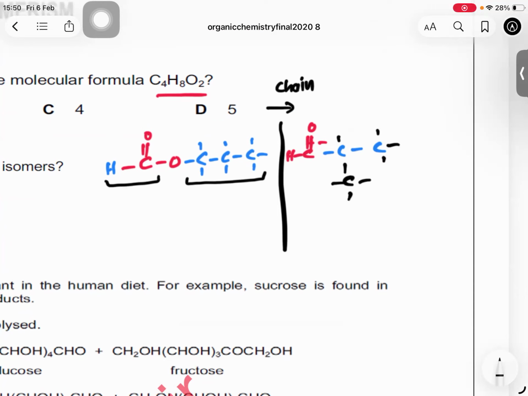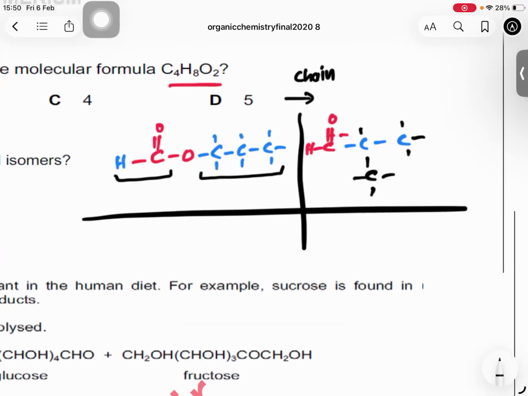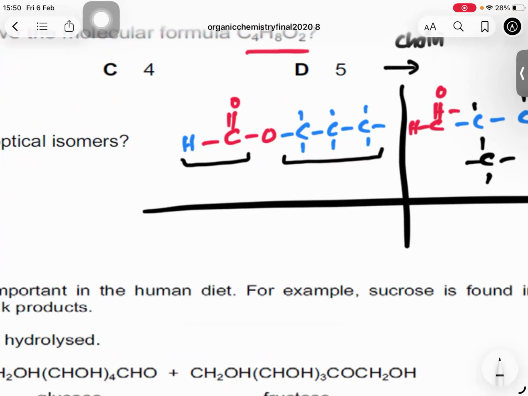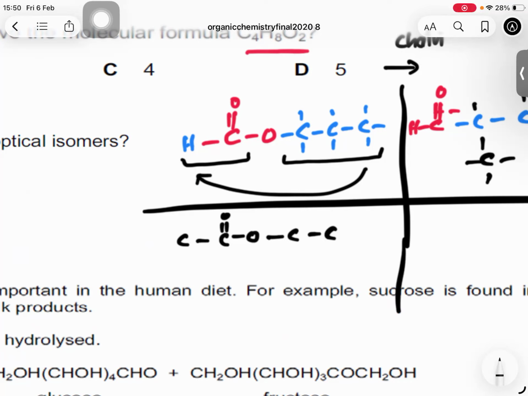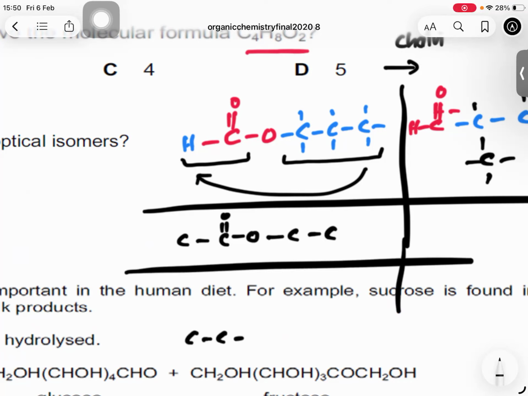Now let's make position isomers. In esters, we don't have to make the position isomers of all chain isomers one by one. We just have to take the first one and keep changing the number of carbons to the back side. If I take 1 carbon on this side, now after oxygen there are 2 carbon, I mean 2 carbon from alcohol and 2 carbon from carboxylic acid. So the first one was propyl methanoate. This is ethyl ethanoate. And another one is like this.